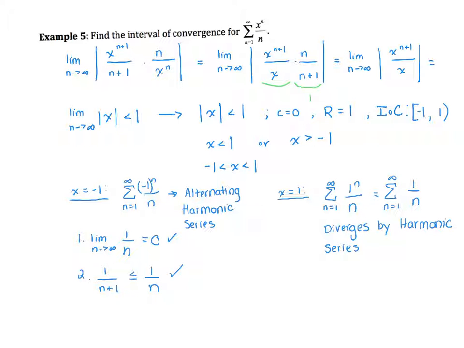So these are the important things here. Centered at 0, radius of convergence was 1, interval of convergence was -1 to 1, but -1 was included and +1 was not.